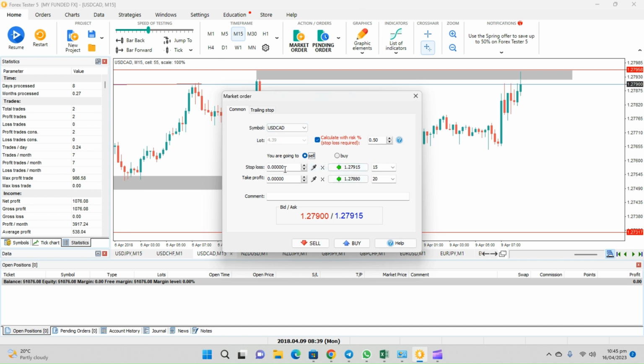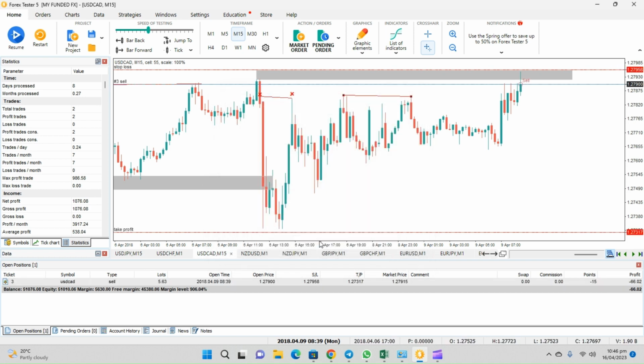Remember, we're still risking 0.5%, and our stop loss is going to be at 1.27958, and our target is going to be at 1.27317. We're going to be using this lot size right here, and from here I'm just going to place the sell, and we're going to use our system of managing the trade. So let's play it out.